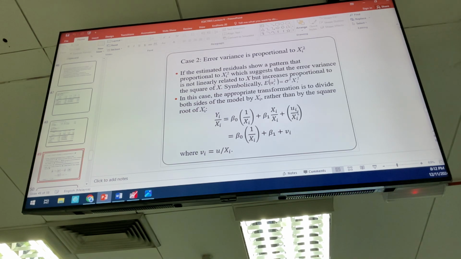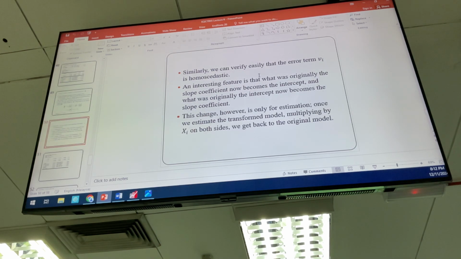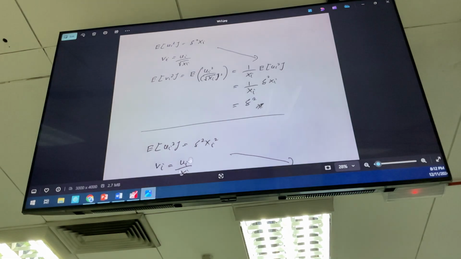And then this one is our new transform error term. Okay, the transform error term vi equal to ui over xi. Similarly, we can verify easily that the error term vi is homoscedastic. You refer to this one.